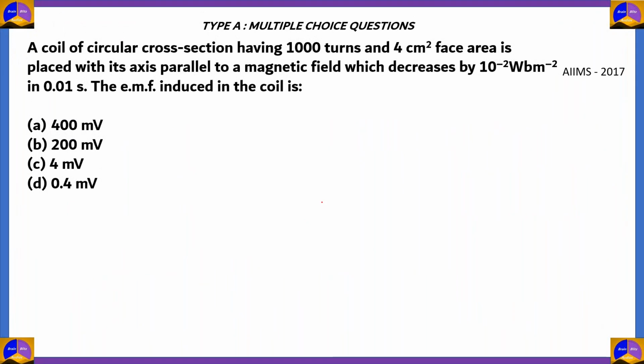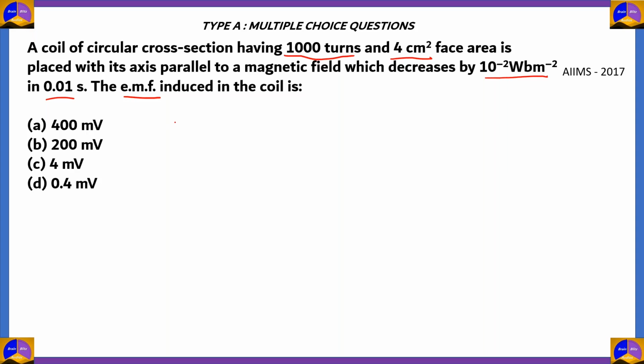Now, our final question. A coil of circular cross-section having 1,000 turns and 4 centimeter square face area is placed with its axis parallel to a magnetic field, which decreases by 10 raised to minus 2 Webers per meter square in 0.01 seconds. The EMF induced in this coil is.